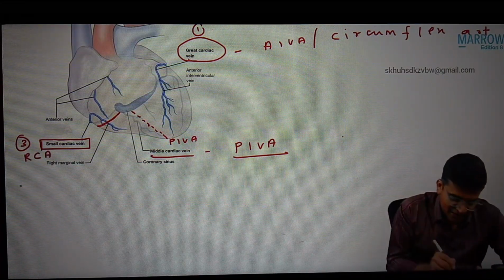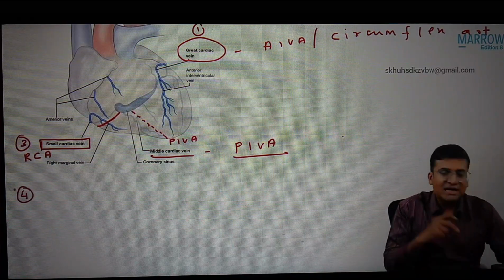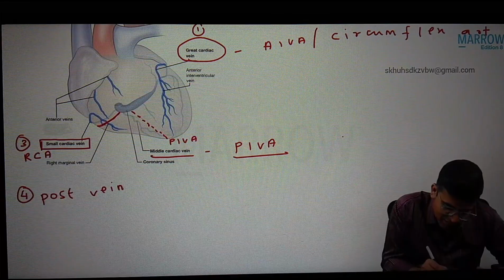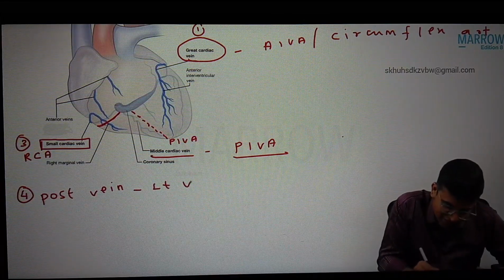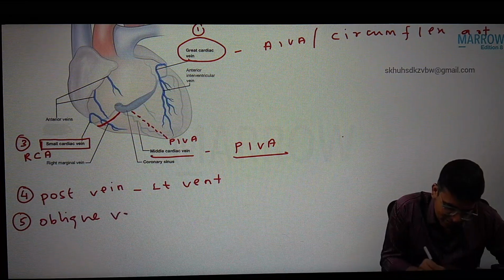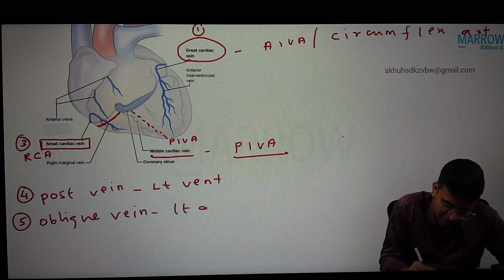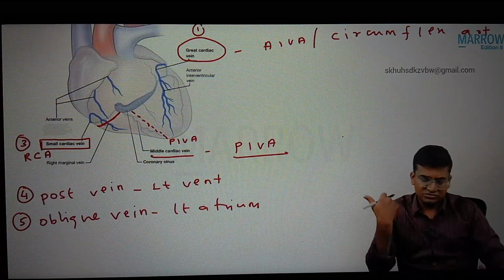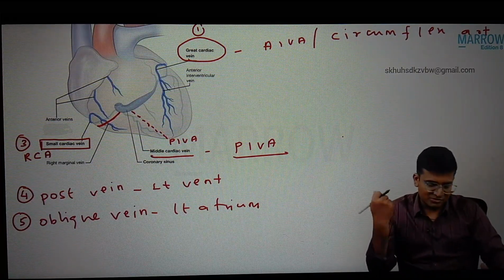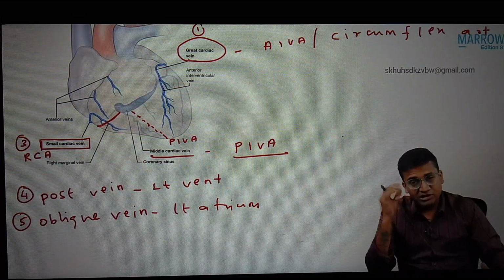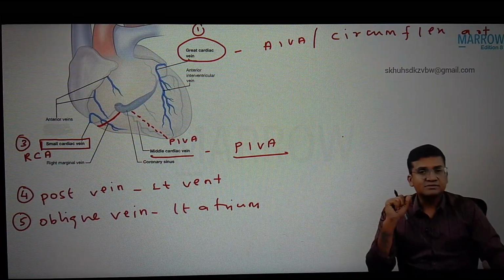Now two more veins drain into the coronary sinus. What are those? The posterior vein of the left ventricle and the oblique vein of the left atrium. We're not able to show them in the diagram, but please remember these two veins also drain into the coronary sinus. So these are all the tributaries of the coronary sinus.